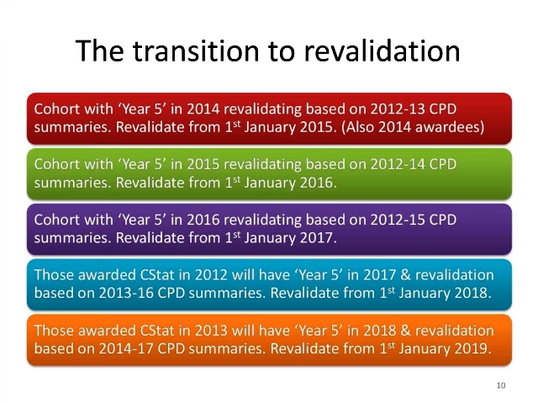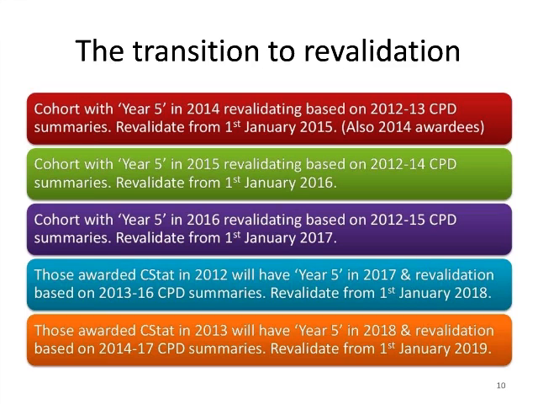Moving on to slide 10. This slide describes the transition when we introduced CStat revalidation at the beginning of 2012. Those members who received their CStat award prior to 2012 are split into 3 cohorts, and these are the top 3 panels in red, green and purple on this slide. The first going through revalidation process in 2014 based on their CPD summaries in the calendar years 2012-2013.